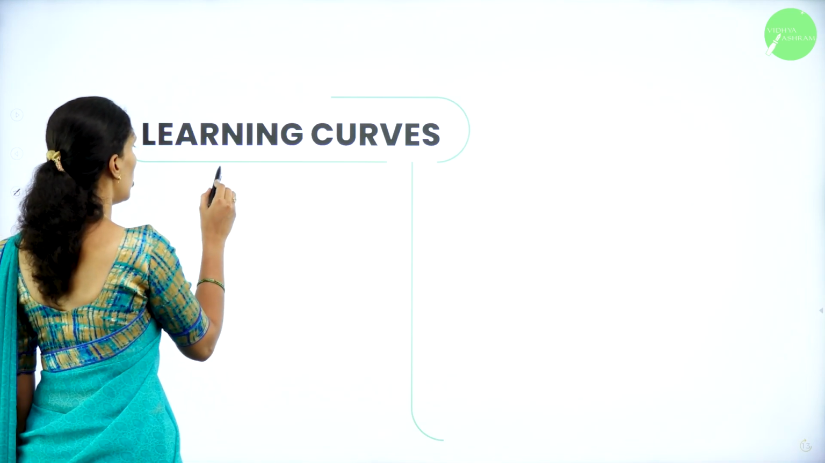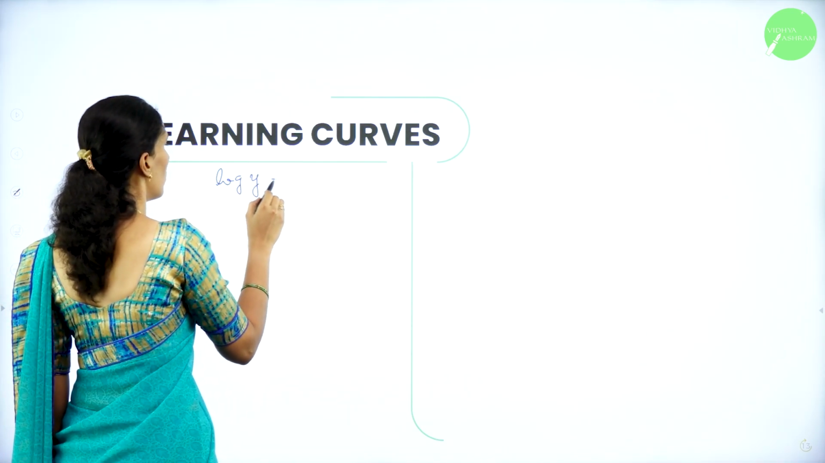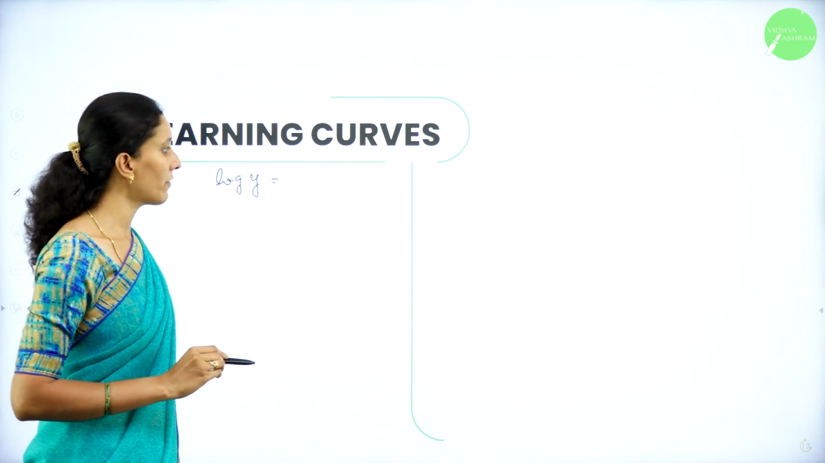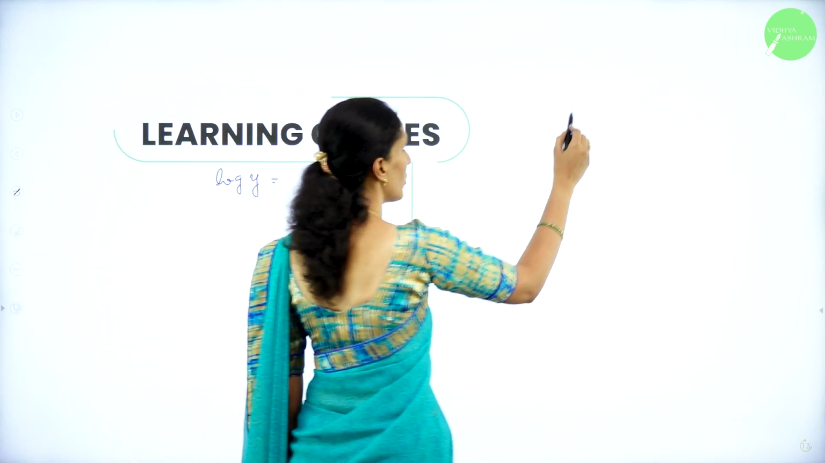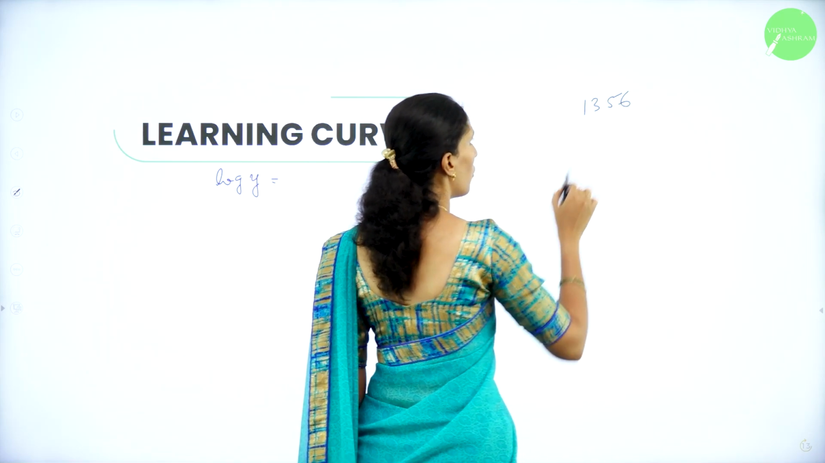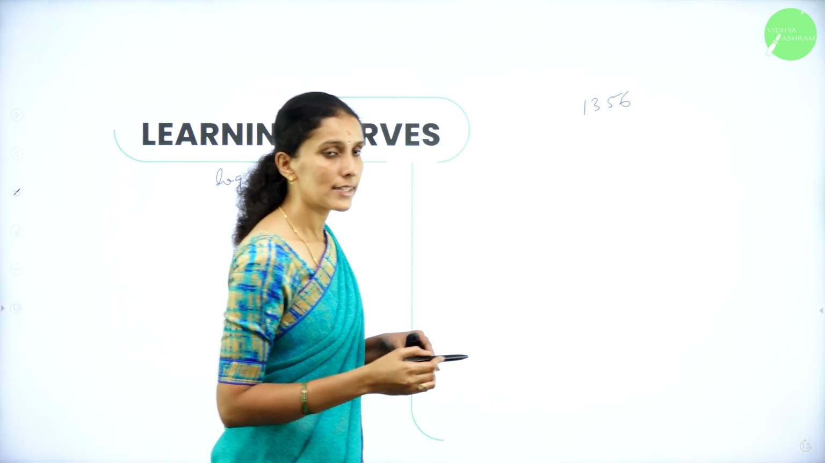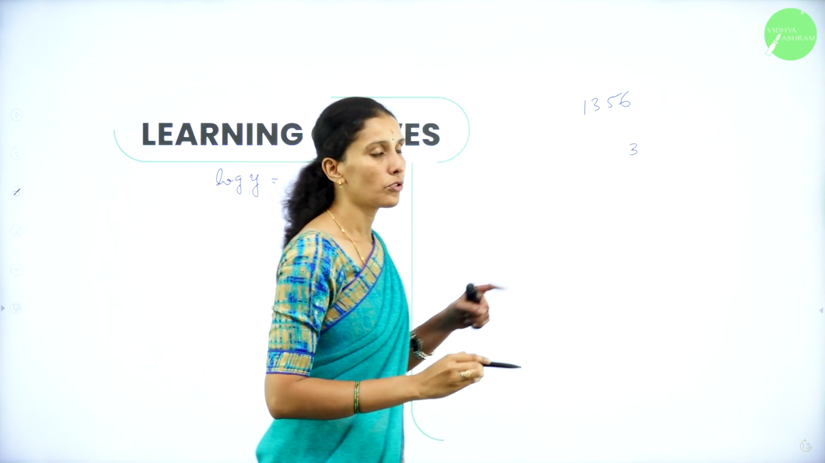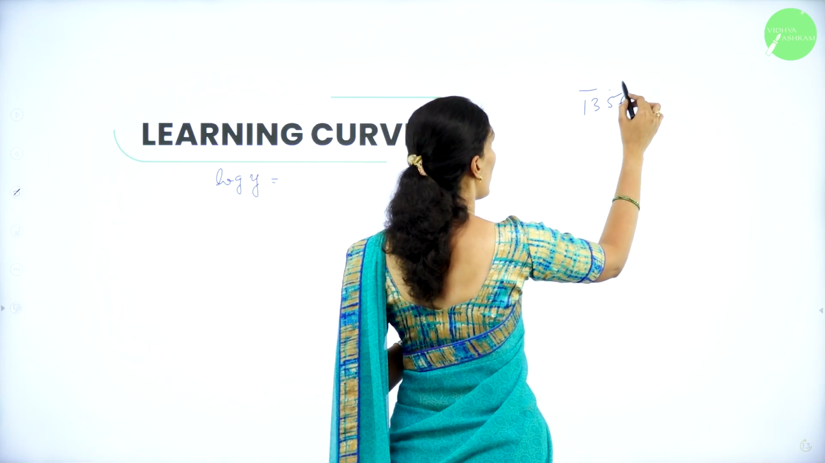So we have log y, also we have log 1356. How we will find this log 1356? So you have 4 digits here. So the characteristic will become 4 minus 1, 3. Point. So you should divide the number as 13, 56.